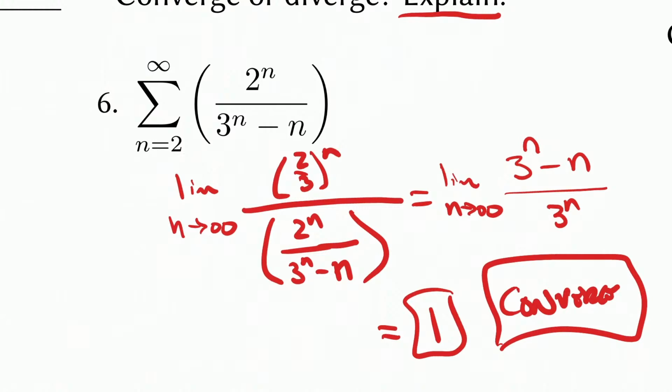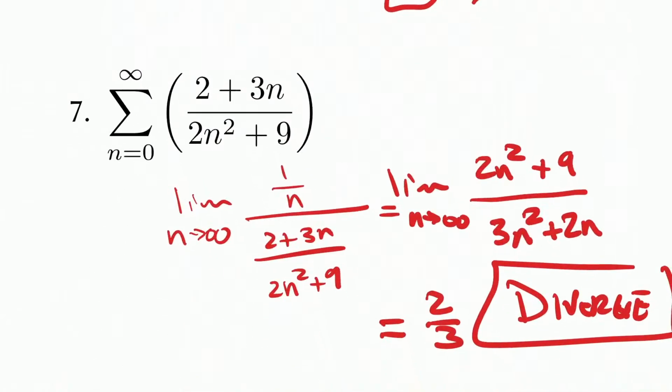So separate this into 2 fractions. 1 minus n over 3 to the n, which the limit is just 1. I know I didn't show you all my work. You could say L'Hopital's rule if you want, but this is sort of the minimum. So that one converges. Number 7, another limit comparison.